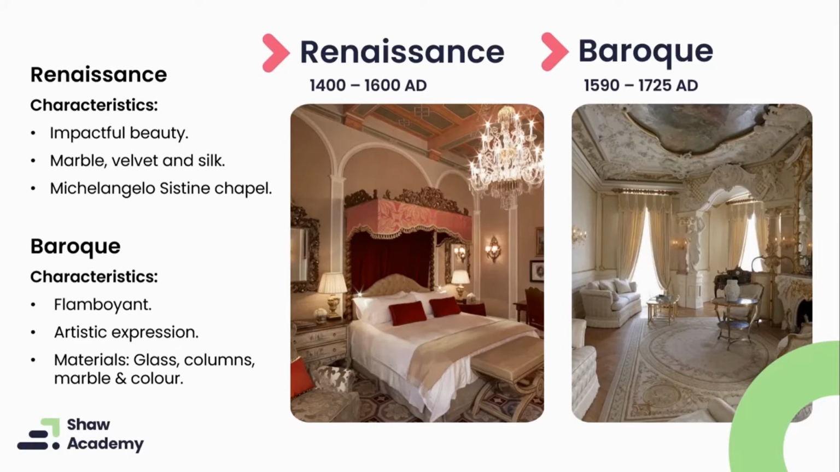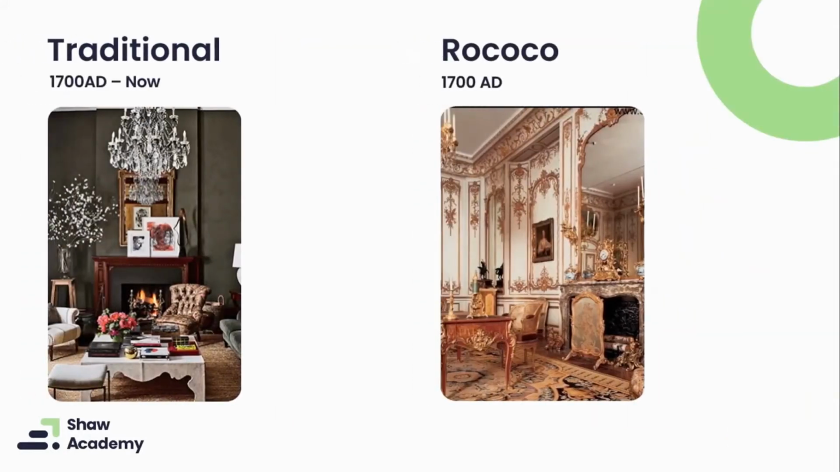Having wrapped up our Renaissance and Baroque period, we jump to our traditional and Rococo periods. These are the next two styles in our history timeline of interior design. Both of these periods come in around the 1700s AD. The difference between these two periods is that the traditional style of this time is still prevalent today, whereas the Rococo style has faded away.